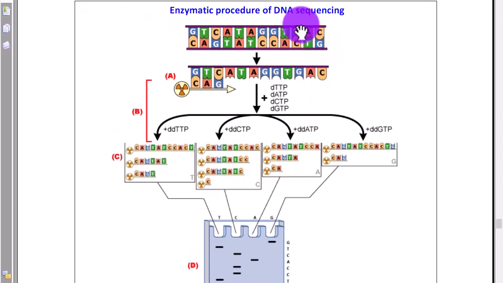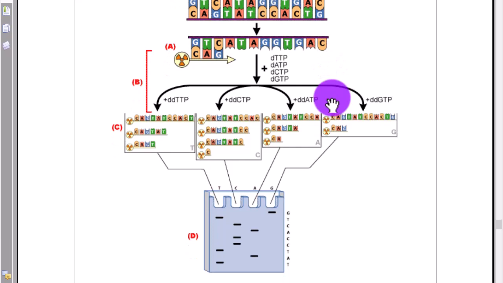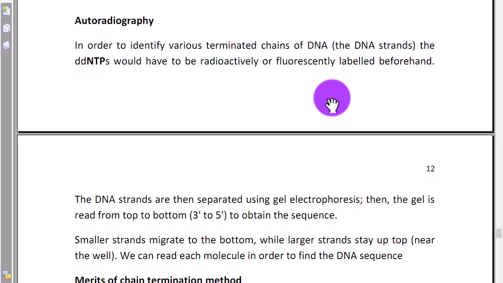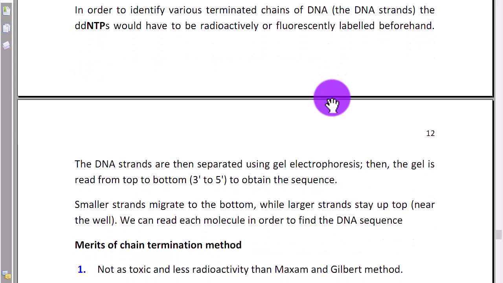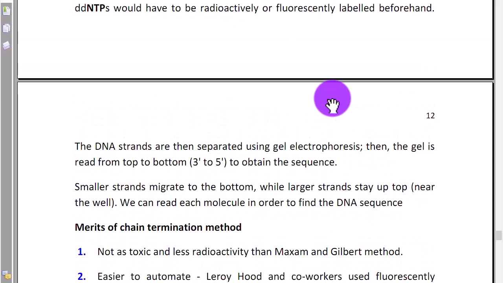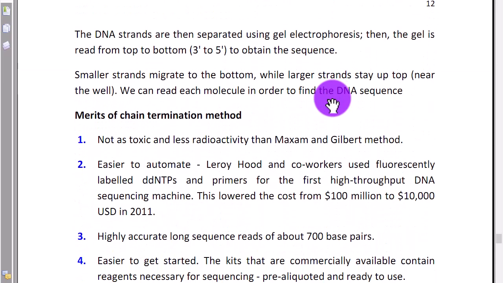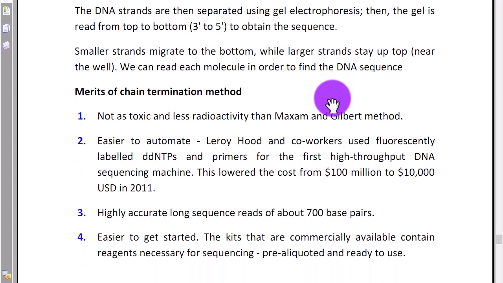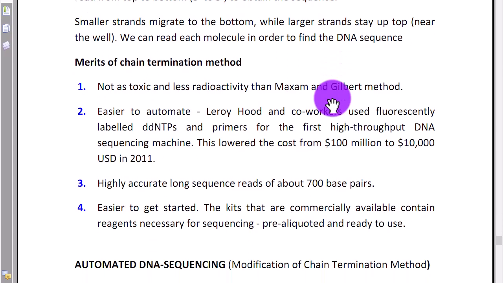Enzymatic procedure, DNA sequencing. These are the steps. Autoradiography: in order to identify the various terminating chains of DNA, the DNA strands, the ddNTPs, would have to be radioactively or fluorescently labeled beforehand. The DNA strands are then separated using gel electrophoresis, and the gel is read from top to bottom. Smaller strands migrate to the bottom, while larger strands stay up top.